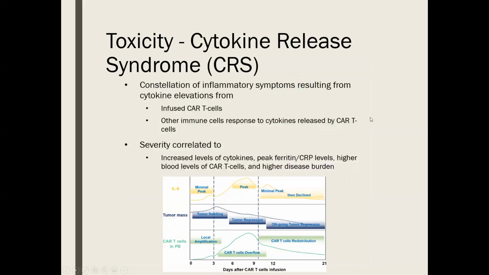When we're talking about specific toxicities, going a little more in depth about cytokine release syndrome, this is a constellation of inflammatory symptoms resulting from cytokine elevation due to the infusion of these CAR T cells, and also other immune cell responses to cytokines released by these CARs. The severity of CRS in CAR T is associated with the increased level of cytokines, the peak ferritin and CRP levels, the higher blood levels of CAR T cells, as well as higher disease burden, or a larger amount of malignant cells for these CAR Ts to go and proliferate and eradicate.